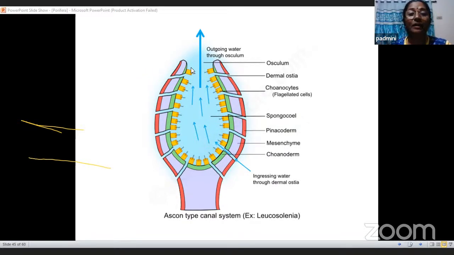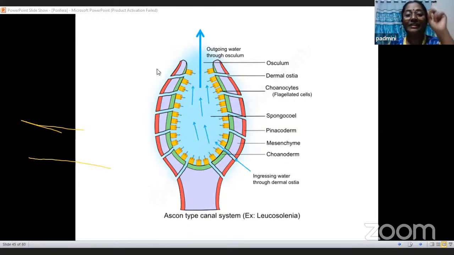Myocytes resemble our human muscles. Because of those myocytes, the openings are always closed. Only when they have to throw out the water will they open up, and the whole water goes outside through the osculum. So this is an Ascon type.